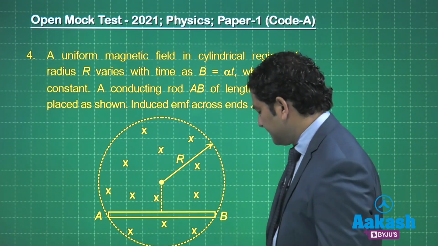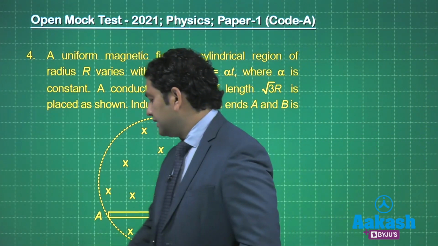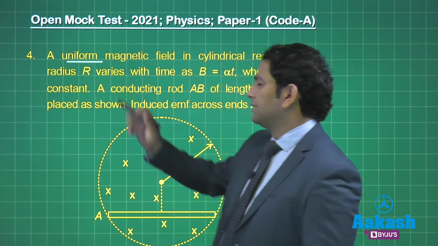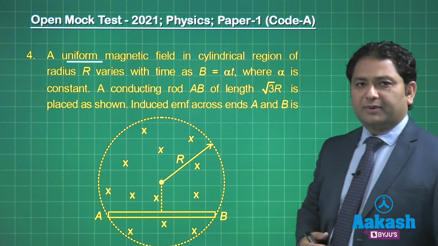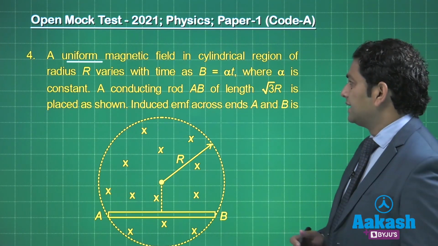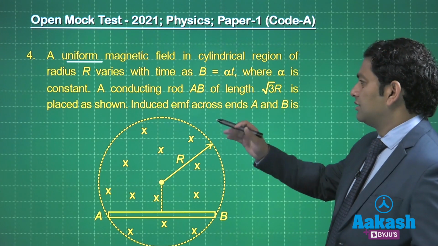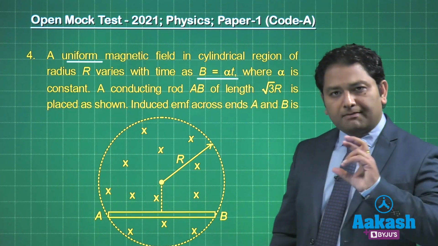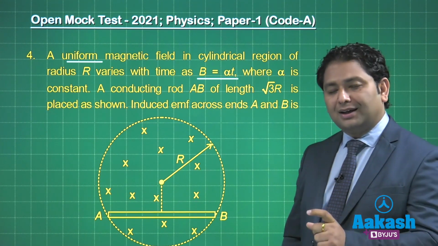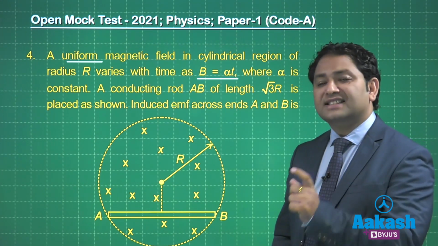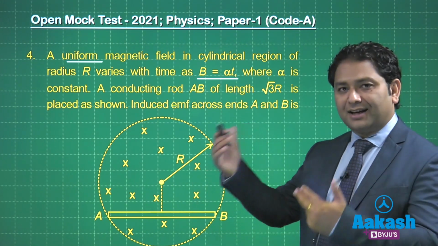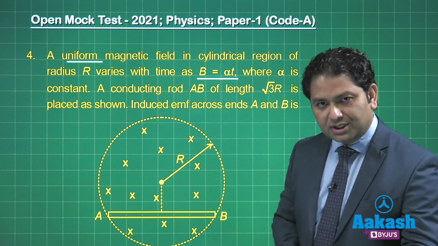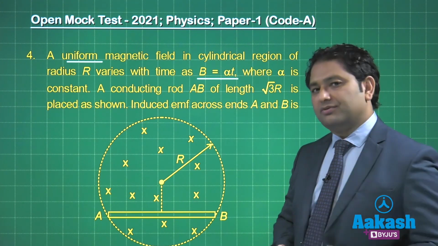What does the question say? The question says that there is a uniform magnetic field in a cylindrical region of radius capital R that varies with time as this. Uniform means it is constant with respect to coordinate. So the magnetic field is uniform, but it is not steady because it's varying with respect to time. Uniform means constant with respect to position, while steady means constant with respect to time.